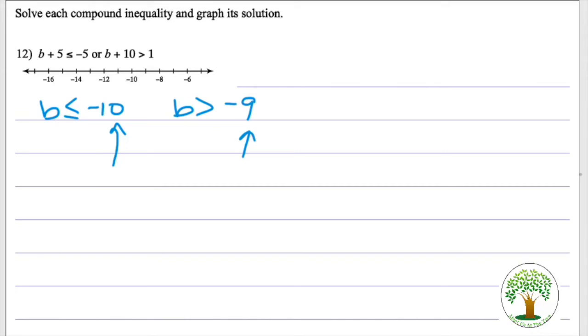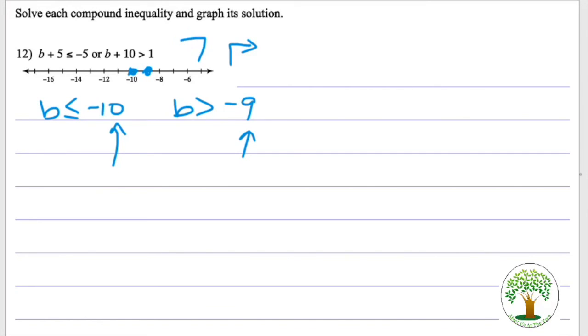Here we go. Here's negative 10. It's going to be a closed circle on this one. And a negative 9 is, I'm sorry, that's not correct. Negative 10 is not right there. It's right there. And negative 9 is right there. And then, if we know it's an or graph, we know it's going to go out.